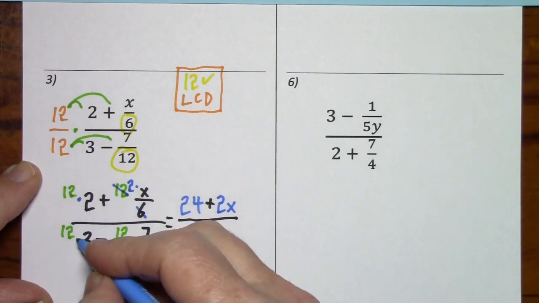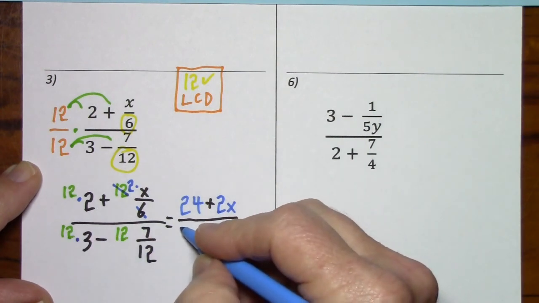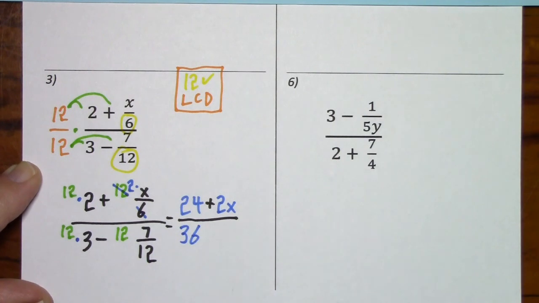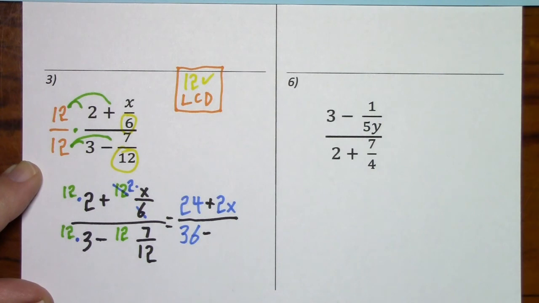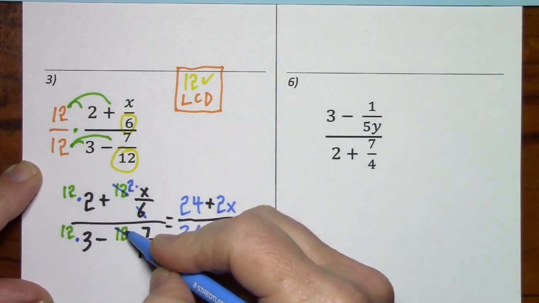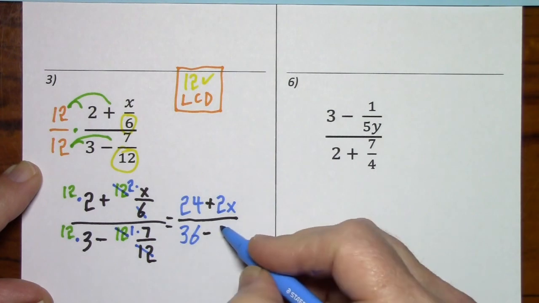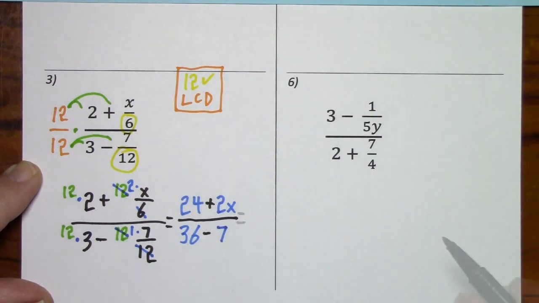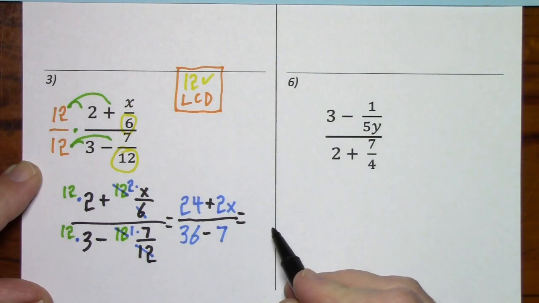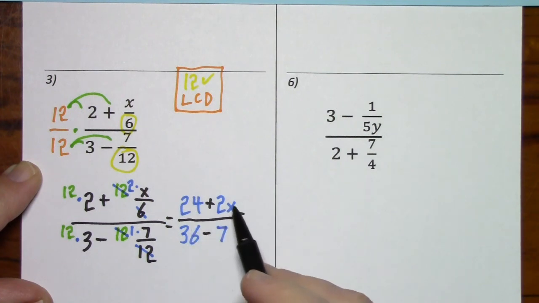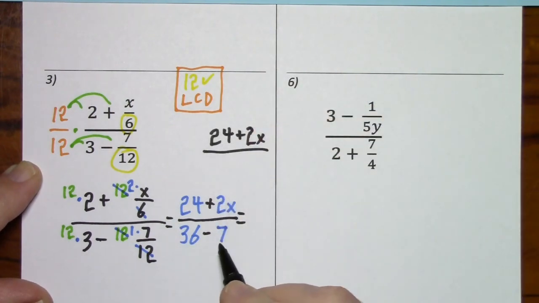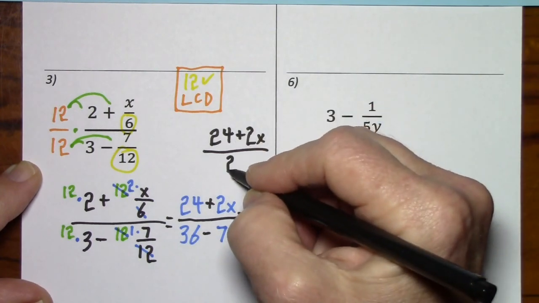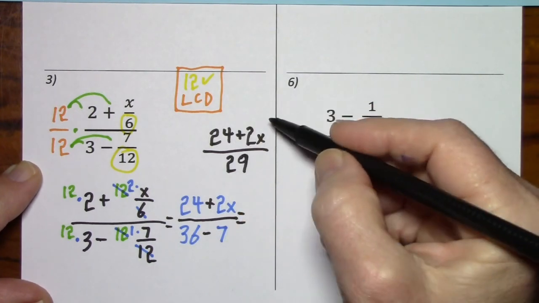Here there's nothing to reduce, so 12 times 3 is 36. Bring over that negative. 12 goes into 12 once, and 1 times 7 is 7. Well, I've run out of room here, but the 24 plus 2x, we cannot combine them. They're not like terms. So that's the numerator. But the denominator, 36 minus 7, gives us 29. This is the simplified form.